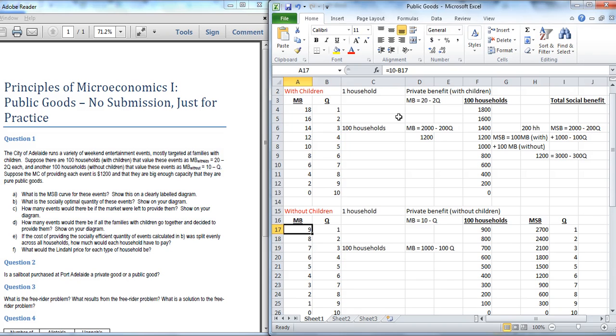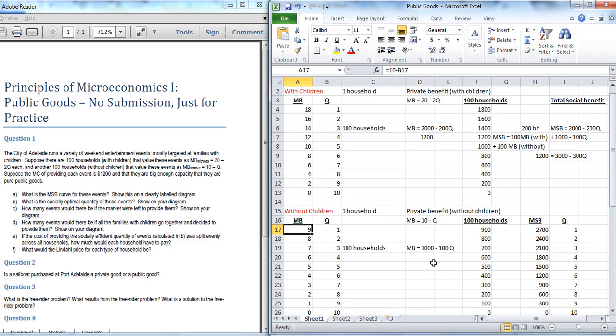And similarly, the marginal benefit of 100 households without children is going to be 100 times the marginal benefit of one household without children. So it's going to be 100 times 10 minus q. Remember, we got the marginal benefit from this part of the question here. A household without children values these events at 10 minus q. So 100 households like that is going to be 1,000 minus 100q.